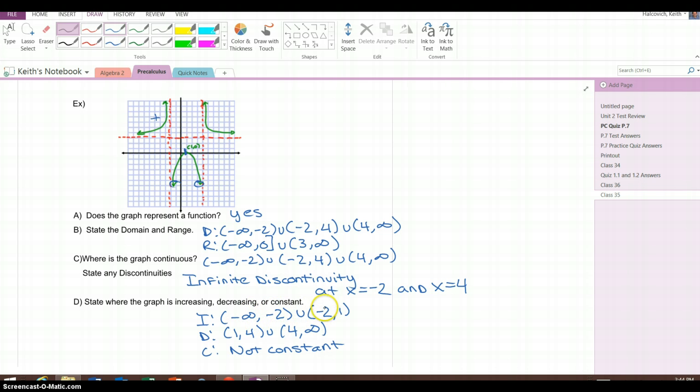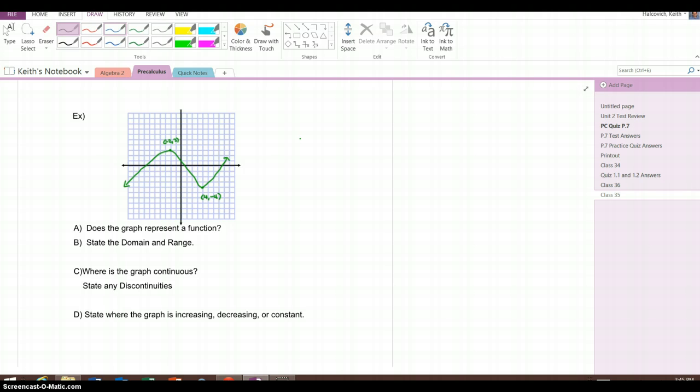All right, next page. In this example, if you do the vertical line test, it passes, so it is a function. The domain, well, there are no circles and no vertical asymptotes, so therefore it's all real numbers. The range, well, there's an arrow going down and an arrow going up, and everywhere in between there are no holes, so therefore it's all real numbers as well.